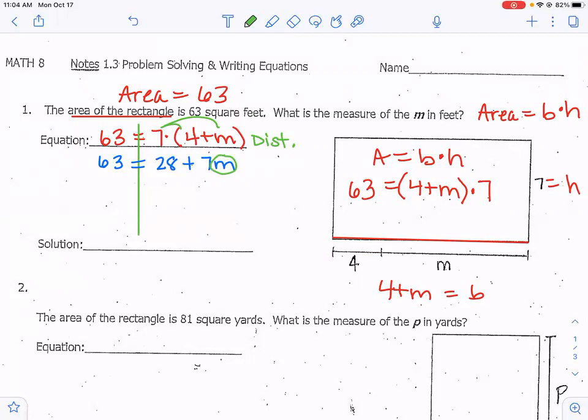Okay. So Trent, what's the first thing that we need to move over to get m by itself? We need to move the 28 or the 7? Which one's furthest away, 7 or 28, from the m? Okay, so since 28 is being added, how do we undo addition? Subtract it. So we're going to subtract 28 from both sides.